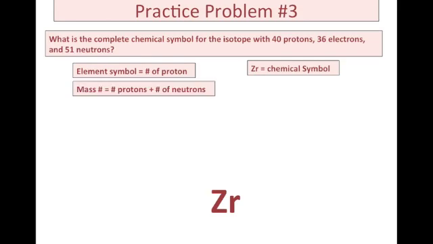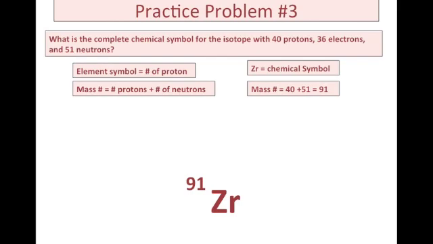Next, I need to figure out what is this isotope's mass number. The mass number will be determined by adding the protons and neutrons together. This isotope has 40 protons, 51 neutrons, so the mass number is 91. The mass number will be written to the upper left of the chemical or element symbol.